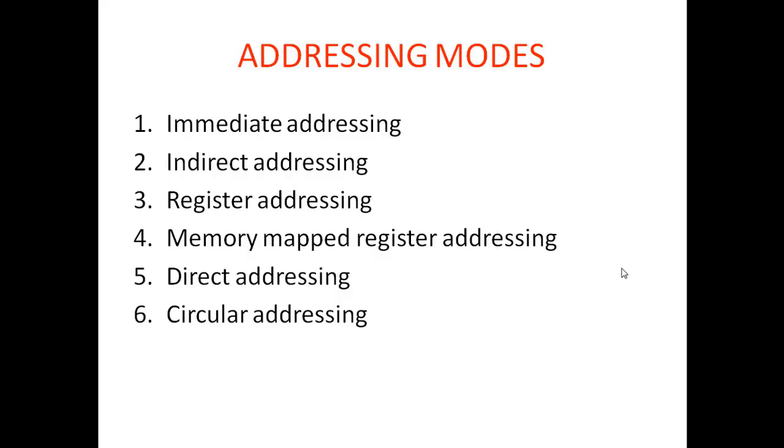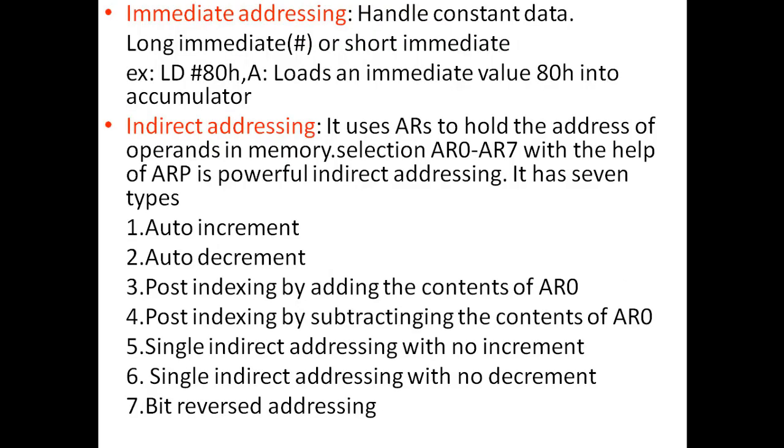Addressing modes. There are 6 types of addressing modes: immediate addressing, indirect addressing, register addressing, memory mapped register addressing, direct addressing, and circular addressing. Let us see one by one. Immediate addressing loads constant data to the accumulator immediately. For example, LD 80, A loads an immediate value of 80 into the accumulator.